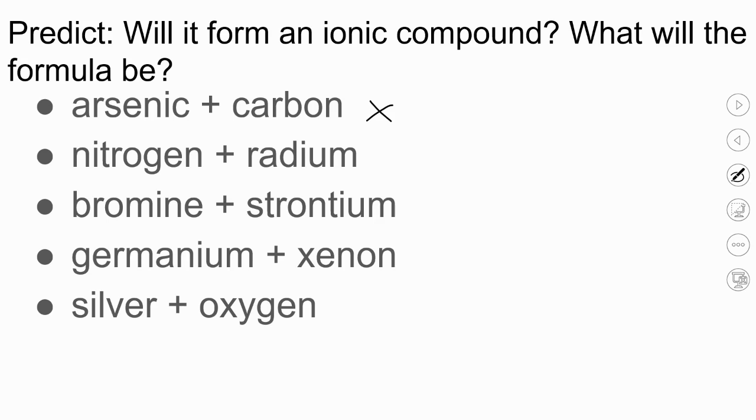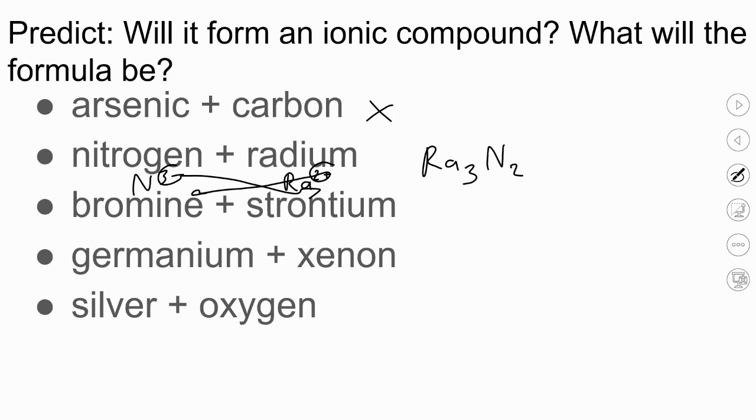Okay, how about this one? Will this one form an ionic compound? Yes. Okay. And what will our formula be? Okay, N3 negative. And what does radium form? Ra plus 2. Okay, so it would be Ra3N2. Okay, good. And why are you moving radium to the front? Good, it's a cation. Good.